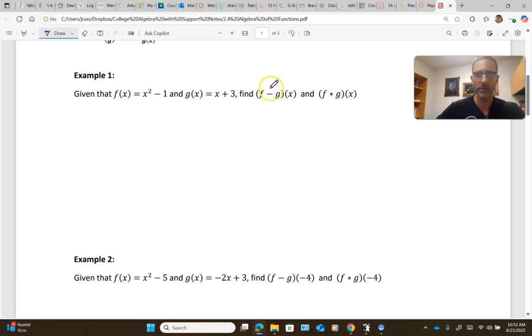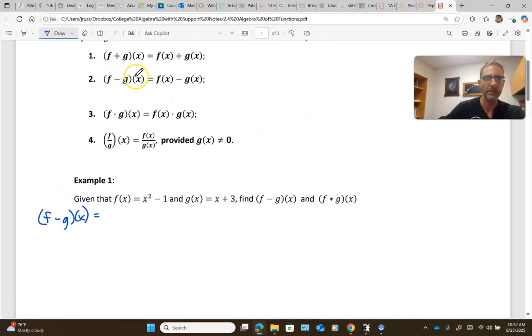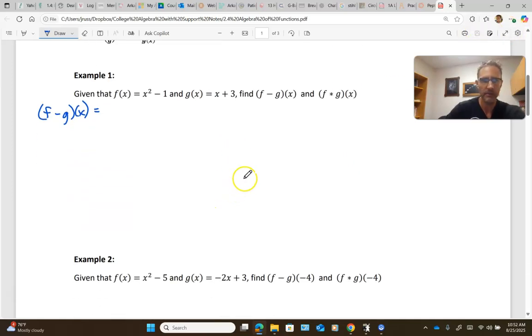So the first thing I'm going to do is I'm going to actually write this notation out. F minus g of x is equal to, you can come back up here and look at your definition if you need to. F minus g of x is equal to just f of x minus g of x. Okay. And now what I'll do is I'll start substituting the functions in. Now guys, it's typically when you're substituting functions in and they have more than one term, you're going to want to keep them in parentheses.